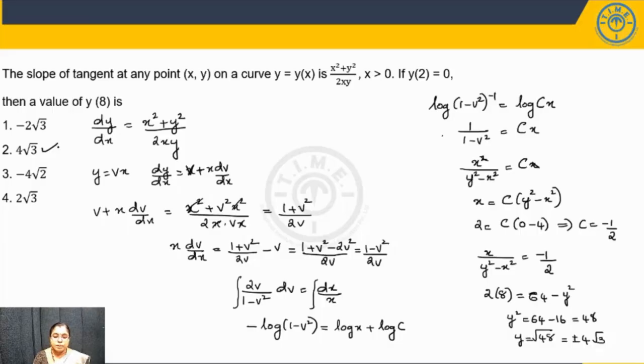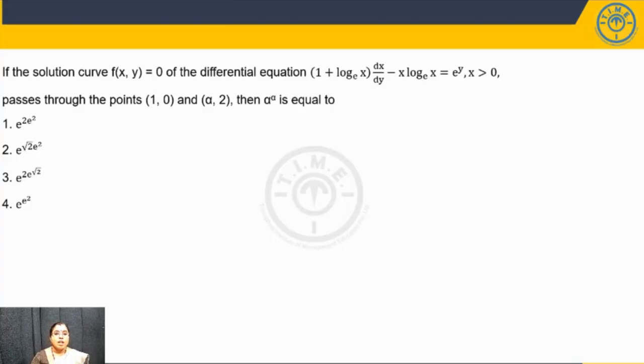I hope it's clear. Now our next question is: if the solution curve f of x, y equal to 0 of the differential equation 1 plus log x to the base e dx by dy minus x into log x to the base e equal to e raised to y, x greater than 0, passes through the points (1, 0) and (alpha, 2), then alpha raised to alpha is equal to.